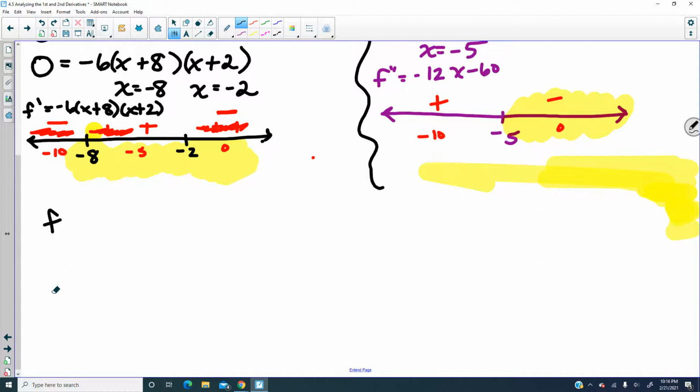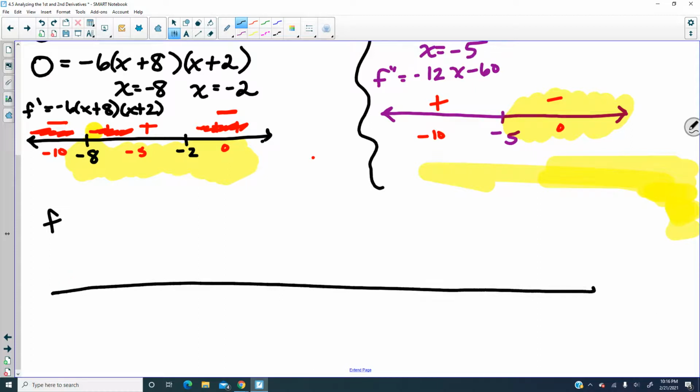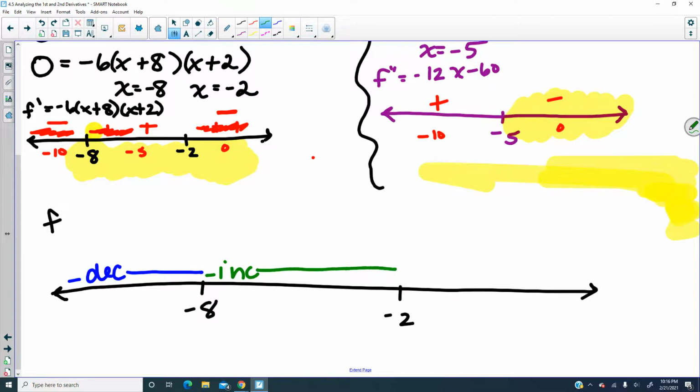Okay, so let's make a chart for f again. Got my critical numbers, -8, -2. Okay, so now we can say f would be decreasing until -8, and then let's change color so it looks a little bit better, increasing until -2, and then decreasing again from -2 to infinity.